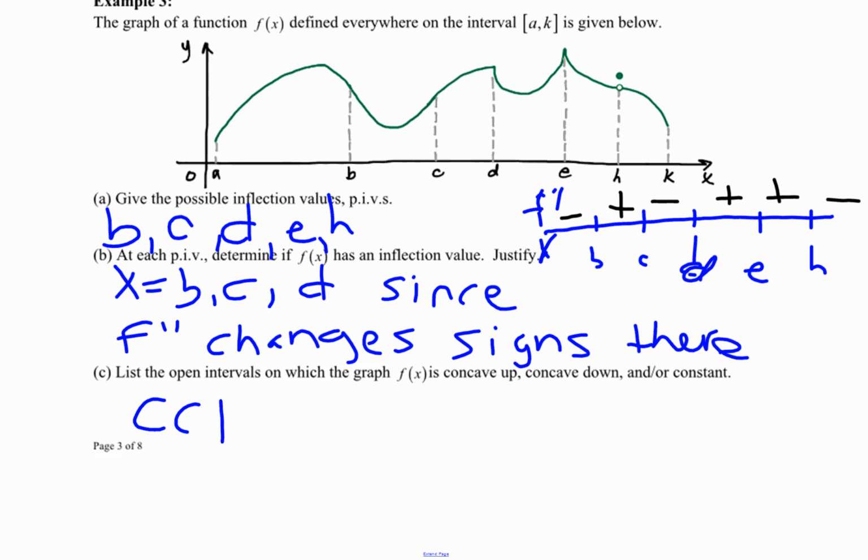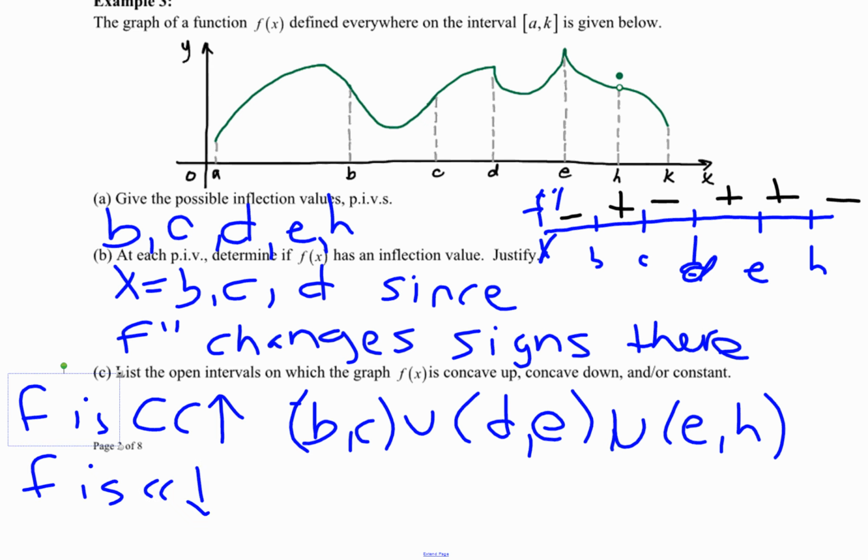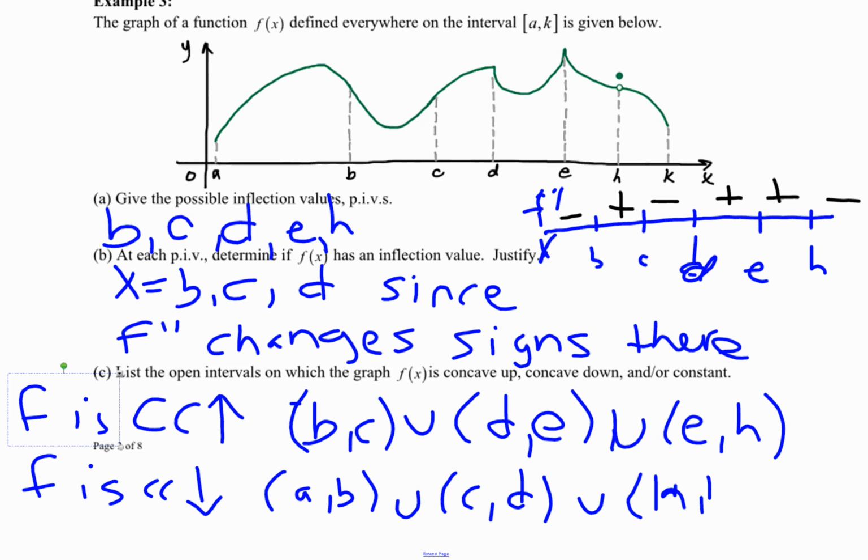F is concave up like a cup on the intervals from B to C. We're looking for the positive values, D to E, and also from E to H. F is concave down like a frown on A to B, also from C to D, and also from H to K. So there you go.